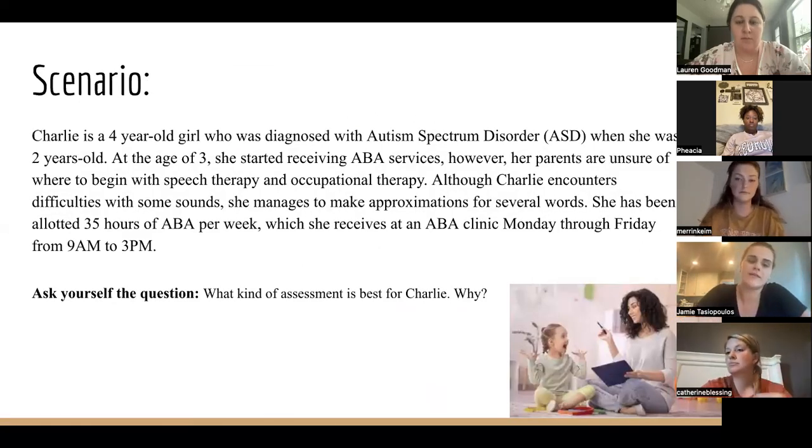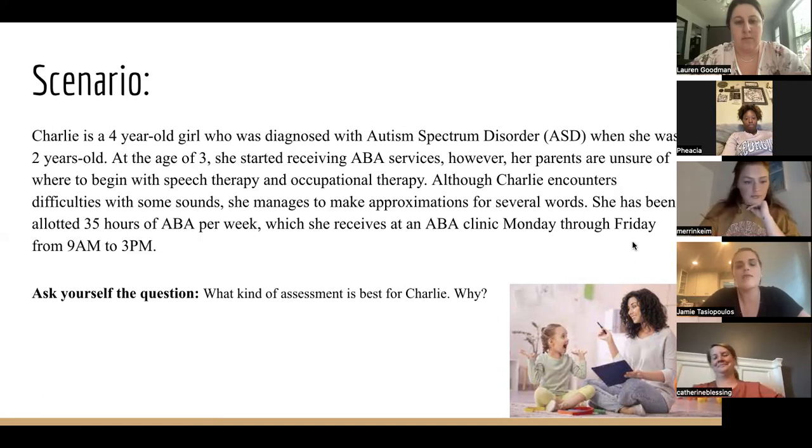So for our scenario, we have Charlie, a 4-year-old girl who was diagnosed with autism spectrum disorder, also known as ASD, when she was 2 years old. At the age of 3, she started receiving ABA services. However, her parents are unsure of where to begin with speech therapy and occupational therapy. Although Charlie encounters difficulties with some sounds, she manages to make approximations for several words. She has been allotted 35 hours of ABA per week, which she receives at an ABA clinic Monday through Friday from 9 a.m. to 3 p.m. Based on her presentation, ask yourself this question: what kind of assessment is best for Charlie and why?